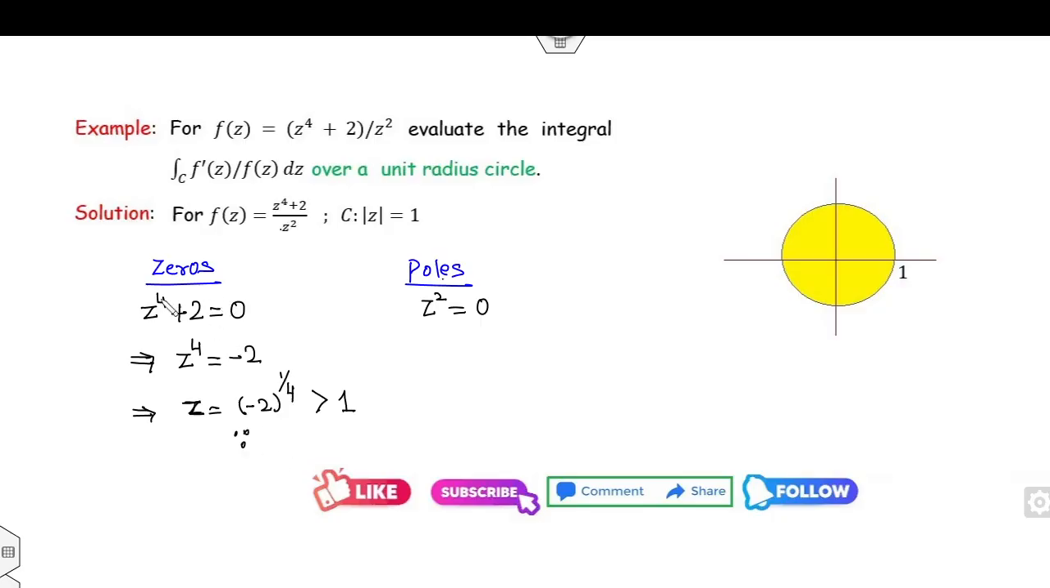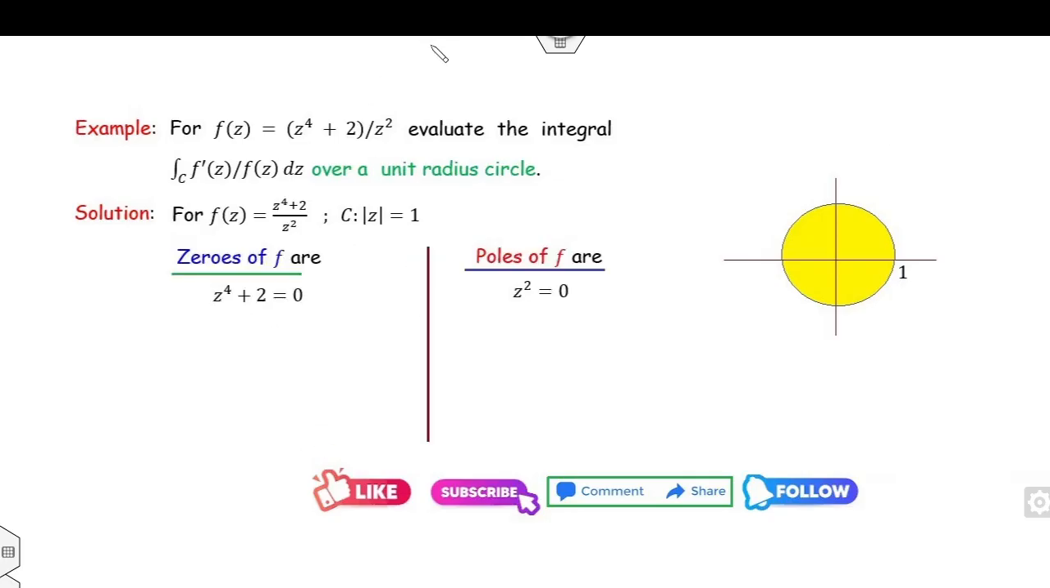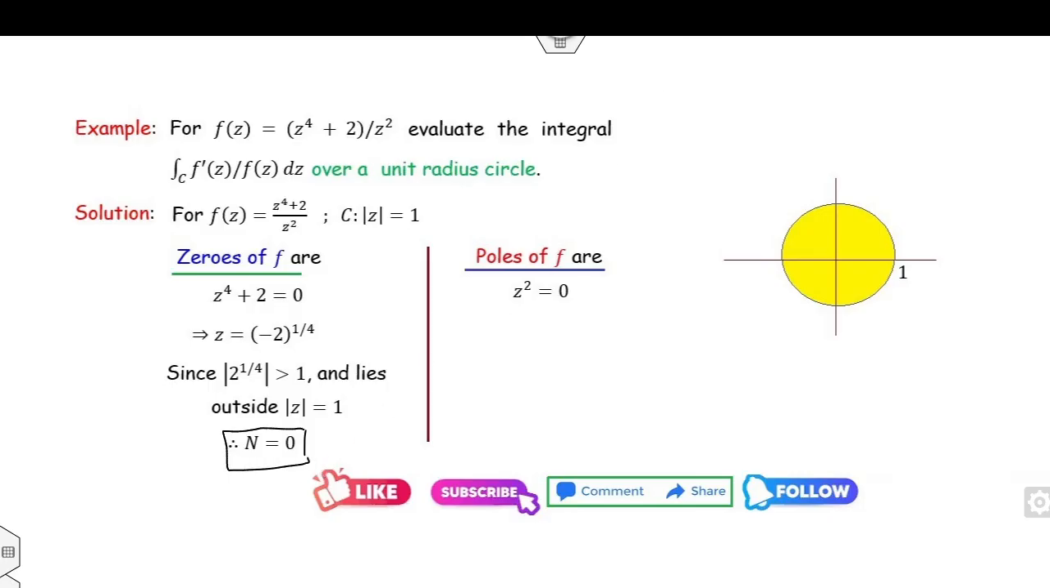Why? Because what is the product of the roots? We all know if you have the equation ax to the 4 plus bx cube plus cx square plus dx plus e, and x1, x2, x3, x4 are the roots, then the product of the roots will be e over a, and clearly e over a is 2, which is greater than 1, so the roots lie outside the circle. So therefore no zeros lie inside the circle, hence n is 0.